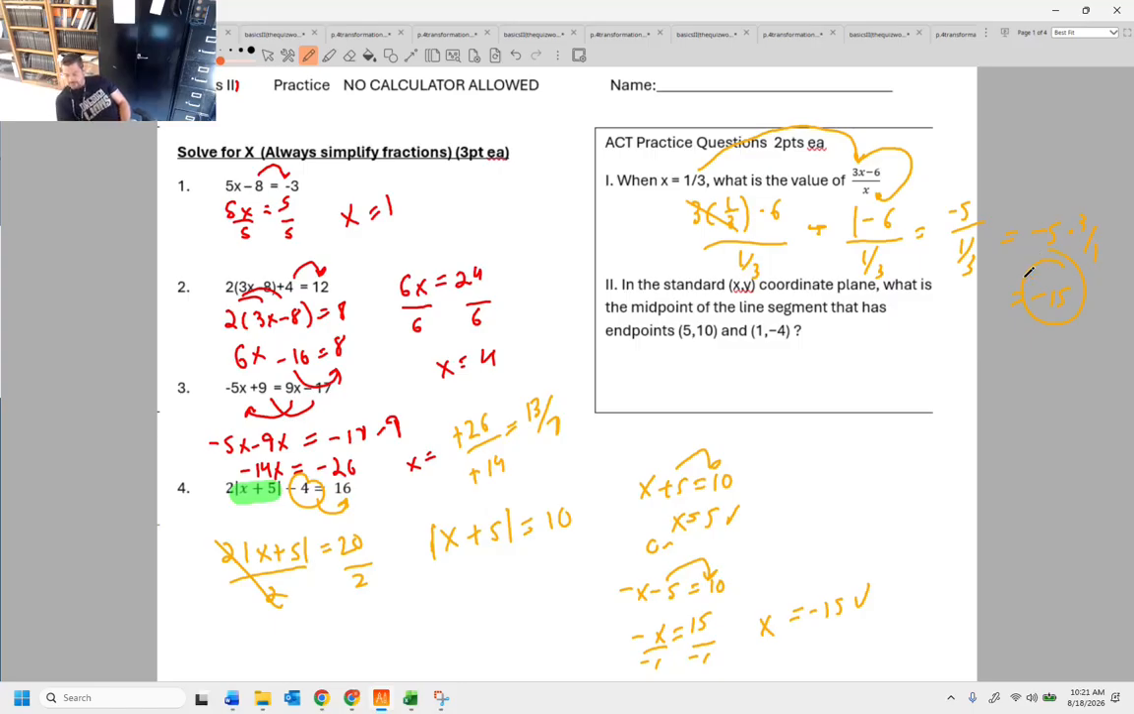Number 2, in the standard xy coordinate plane, what is the midpoint of the line segment that has endpoints (5, 10) and (1, negative 4)? And I'm just going off the side here and looking at this reference sheet. And it is on there. This formula is literally on your reference sheet.